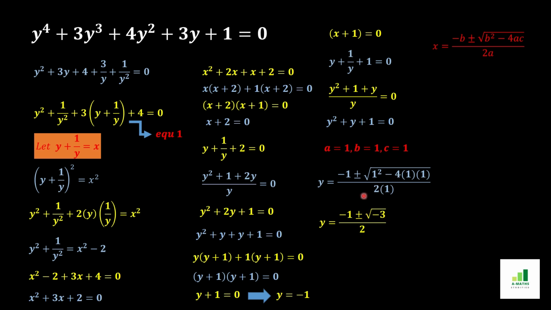This is the value of y when we solve for x plus 1 equal to 0. So here we get the two values of y for this equation. First is y equal to 1 and second is y equal to minus 1 plus minus under root minus 3 upon 2.